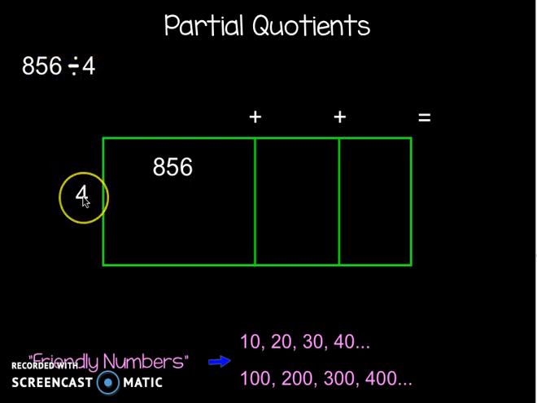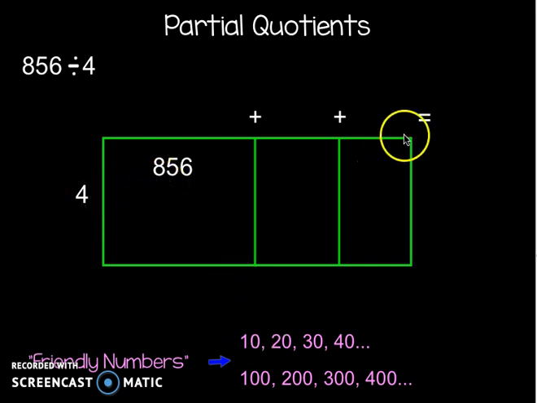So I'm going to put my 4 on the left side of my area model and my dividend on the inside. And right now my goal is to start pulling out groups of 4 out of my 856. So I really like to estimate here, and whenever I estimate I use friendly numbers. So I listed some friendly numbers that I always start with when I start to pull groups out of a dividend. And so how many times can I pull 4 out of 800?